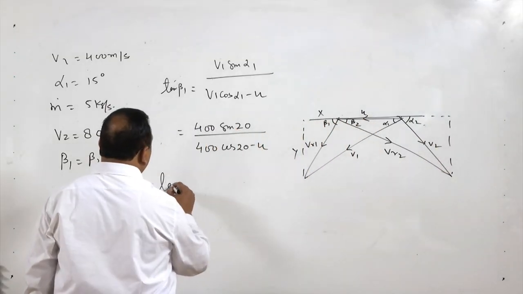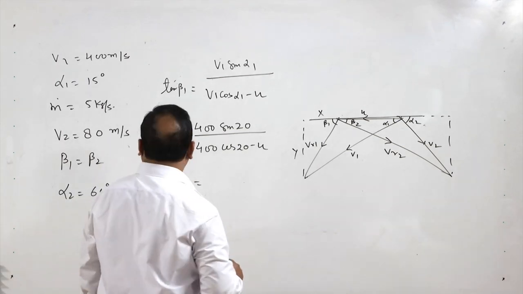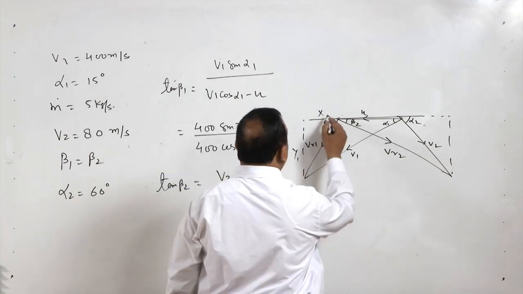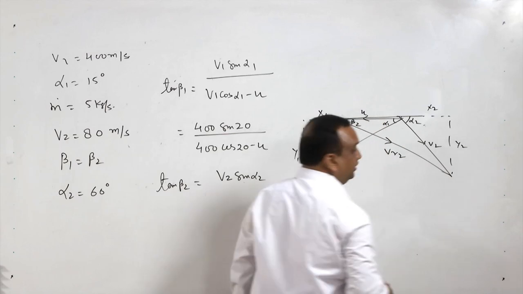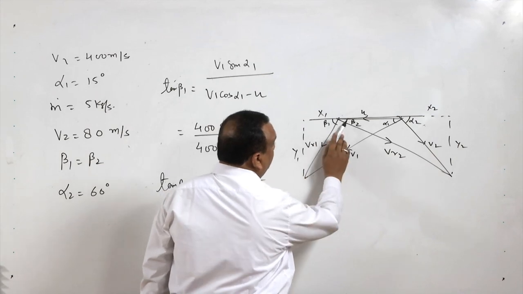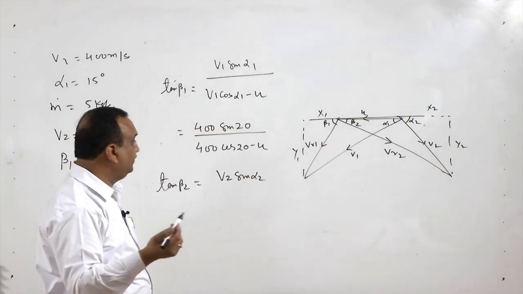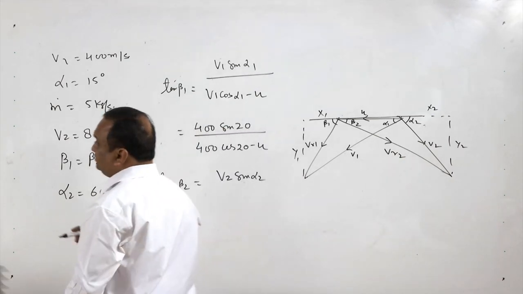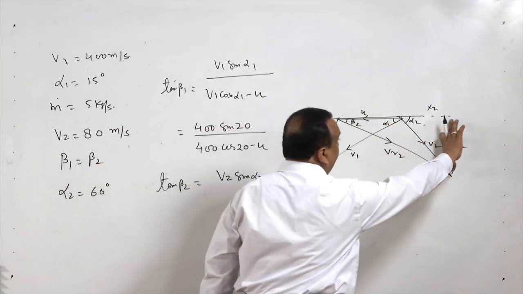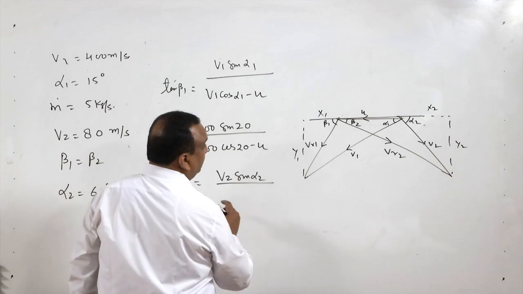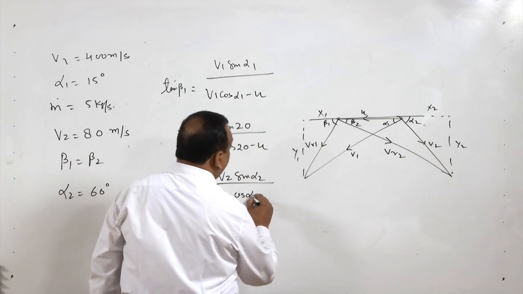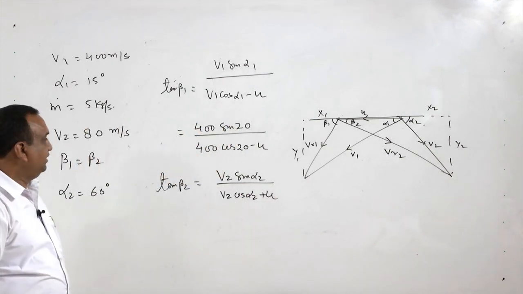Now, for beta 2, tan beta 2 is equal to V2 sin alpha 2. Suppose this is Y1, this is X2 and Y2. So, tan beta 2 is V2 sin alpha 2, or VR2 sin beta 2, divided by X2. Either of these you can take, but since we have the value of V2, 80 meters per second, and the value of alpha 2 also, it is easy to find the value of Y2. And then X2 is V2 cos alpha 2 plus u, right. We have all the values.